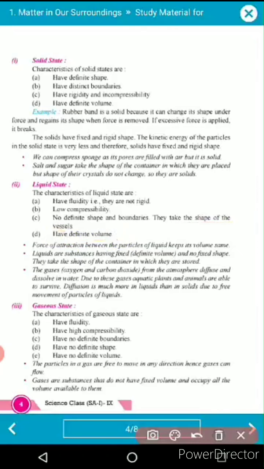The force of attraction between liquid particles is lower compared to solids, and liquids have a fixed volume but no fixed shape. And the next is the gases.